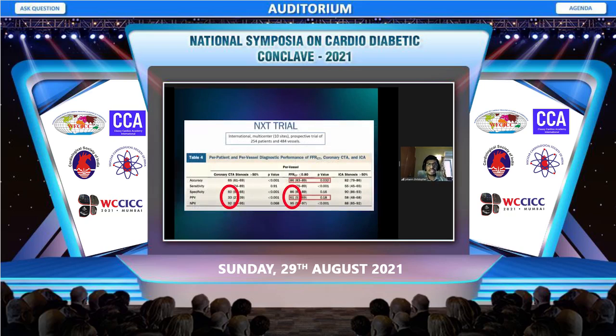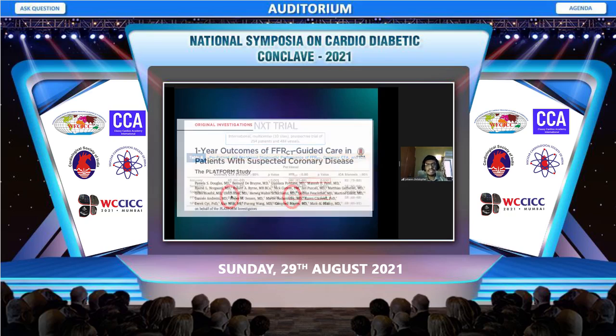The NXT trial again was a large international trial, and here also you could clearly see that the per vessel positive predictive value was almost twice that of the anatomical CT stenosis. And these are people who read CTs on a daily basis.